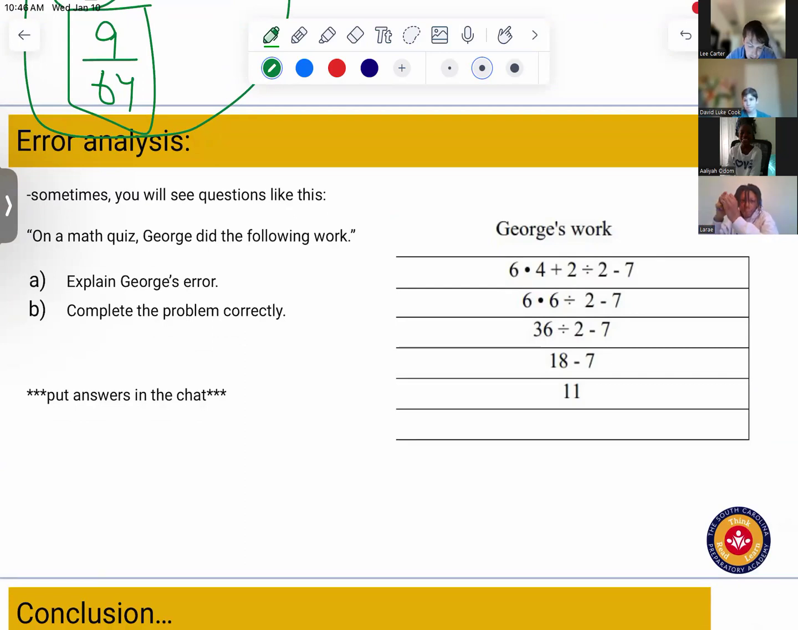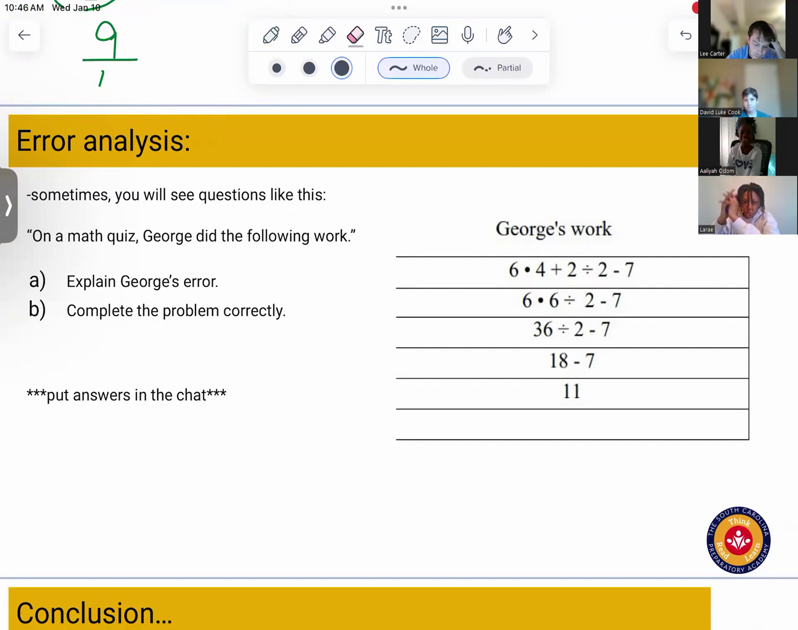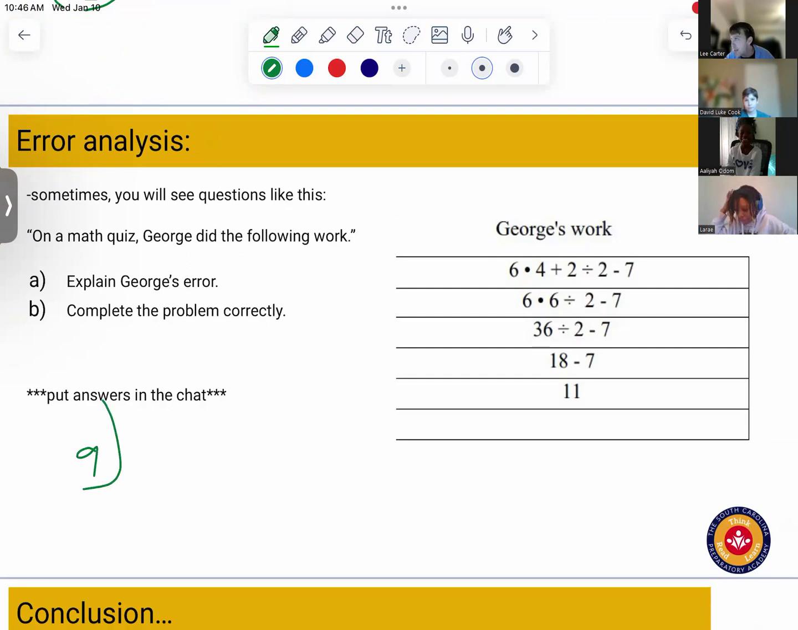Here's the last kind of question I want to make sure you see. On a math quiz, George did the following work. So you see George's work right here. The first thing you need to do, A, type me this: what is his error? And then B, you tell me the answer. As soon as you've done that, then you'll be able to go. So please give me that answer first before you go anywhere.